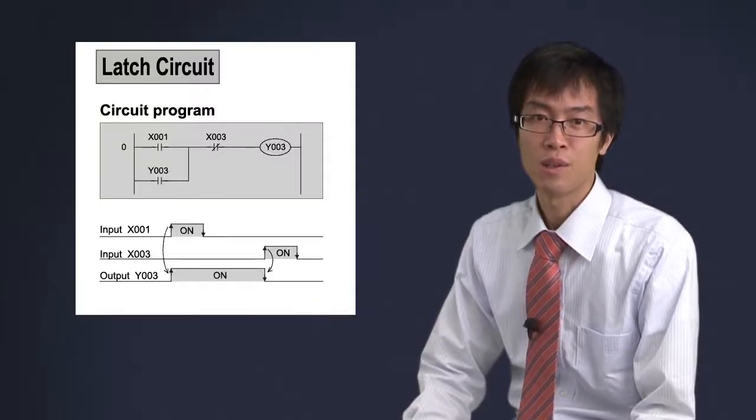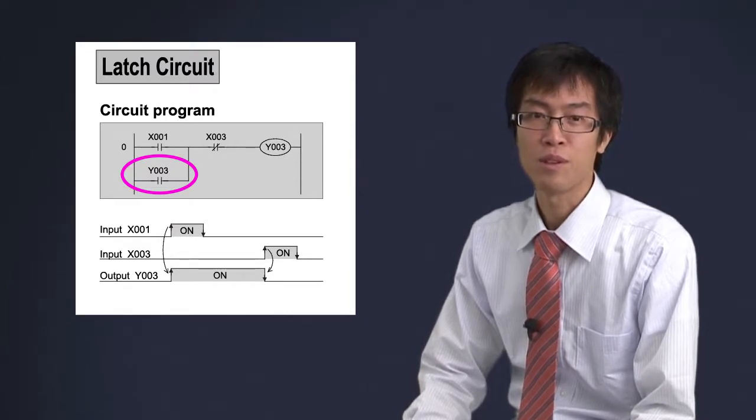The latch circuit is similar to the set and reset instructions. One input drives an output, which latches. Another input breaks the latch. We saw this in the last chapter.